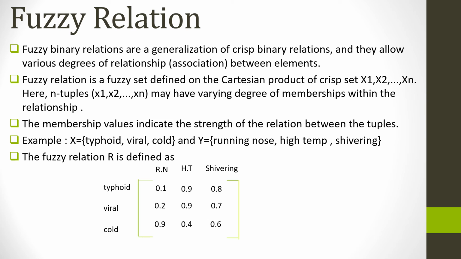Let us see an example. There are two sets x and y. Set x consists of elements like typhoid, viral and cold, and set y consists of elements like running nose, high temperature and shivering. Then the fuzzy relation R is defined in the matrix form given below.